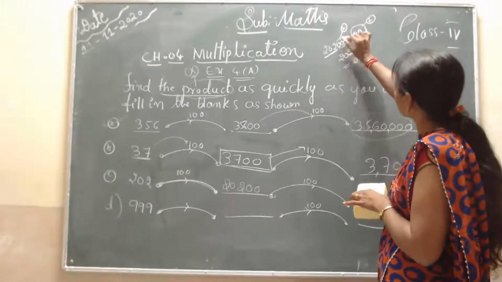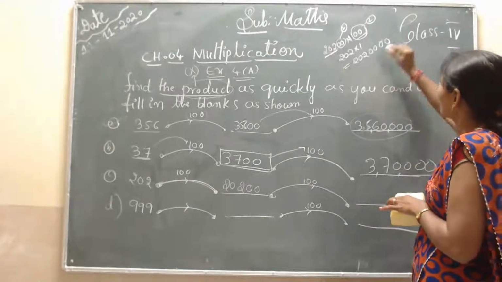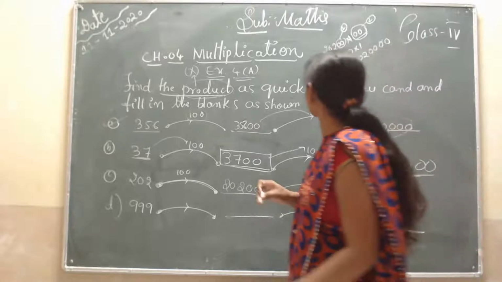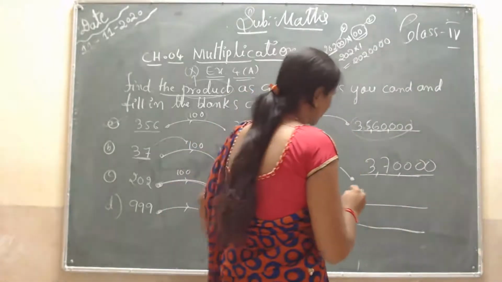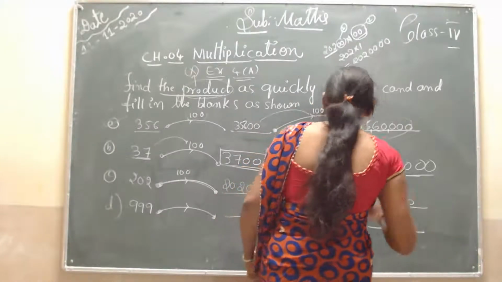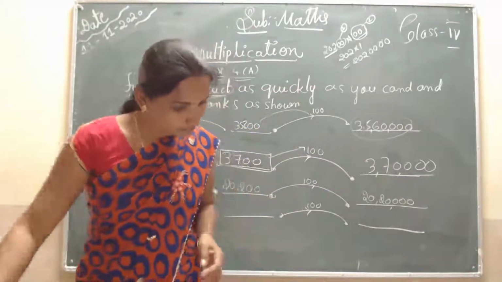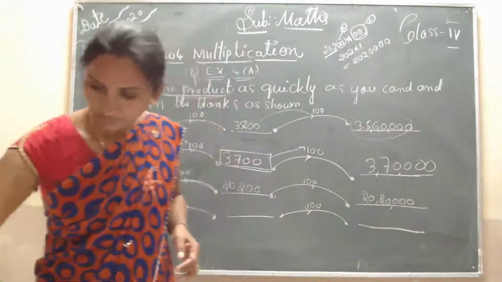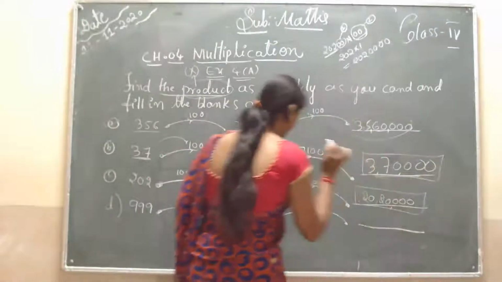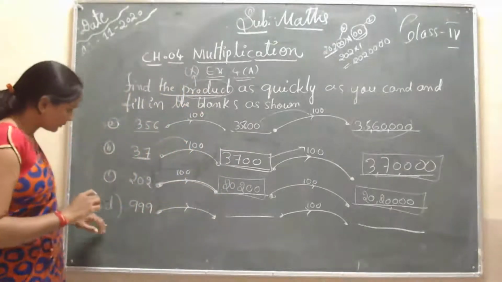So how many zeros, students? First you have to write 1, 10, 100, 1,000, 10,000, lakh, 10 lakh. So 20 lakh, 20,000 is the answer. Okay, so next. This is the final answer. Yes, so now I will go to D1.